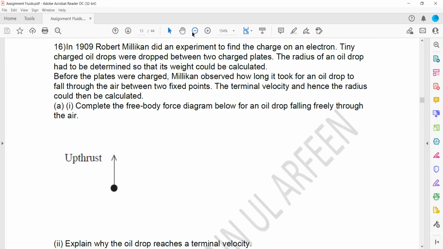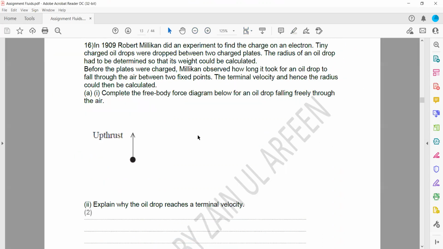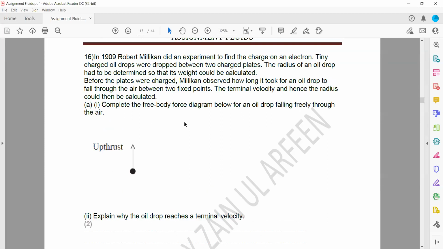In 1909, Robert Millikan did an experiment to find the charge on an electron. The charged oil drops were between the two charged plates, and the radius of the oil drop had to be determined so that its weight can be calculated. Before the plates are charged, Millikan observed how long it took for an oil drop to fall through the air between the 2 points. The terminal velocity, hence radius, could be calculated. Complete a free body force diagram for it falling through the air.